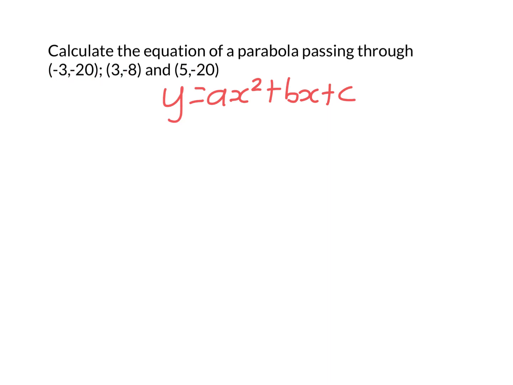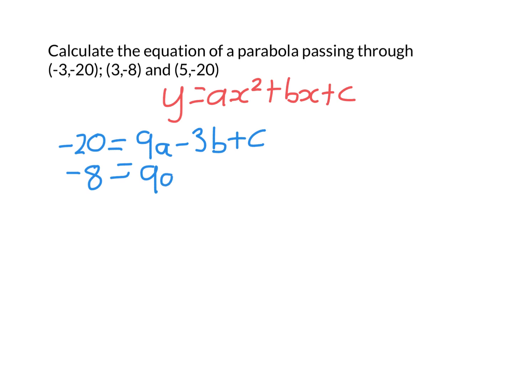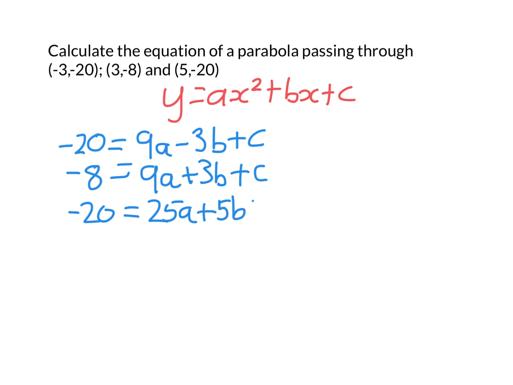Let's substitute in this point to this equation. So y is -20, so I get y equals a times x squared. So x squared, -3 squared is 9, plus b times x, x is -3. So I get -3b plus c. So similarly for the next one, y equals ax squared plus bx plus c. And for the last one, y equals ax squared, x squared is 25, plus bx plus c.